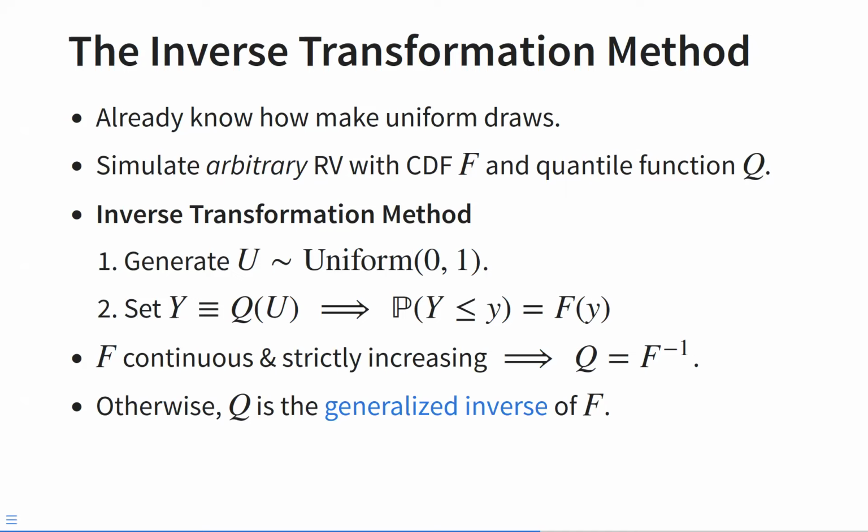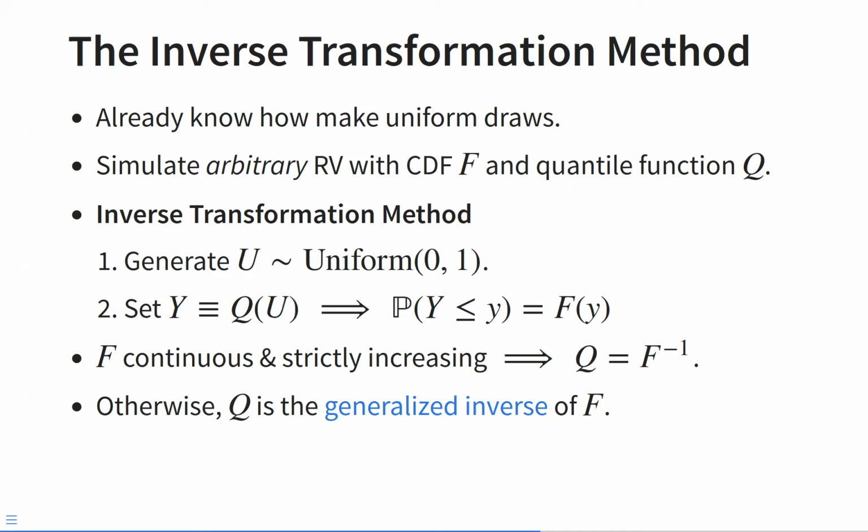First, make a single uniform draw, uniform on the interval 0 to 1. Then plug this draw into the quantile function q and set y equal to q of u. If you do this, then the probability that the resulting random variable capital Y is less than or equal to the threshold little y will be exactly equal to F of little y. In other words, we have found a way to make a random draw with the desired CDF capital F.